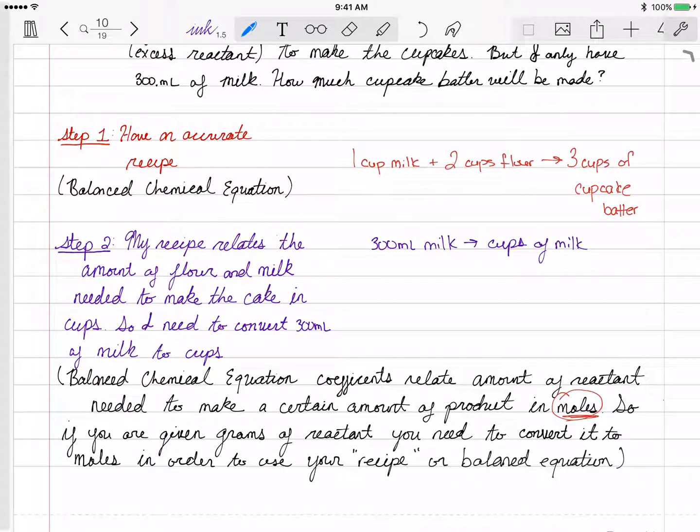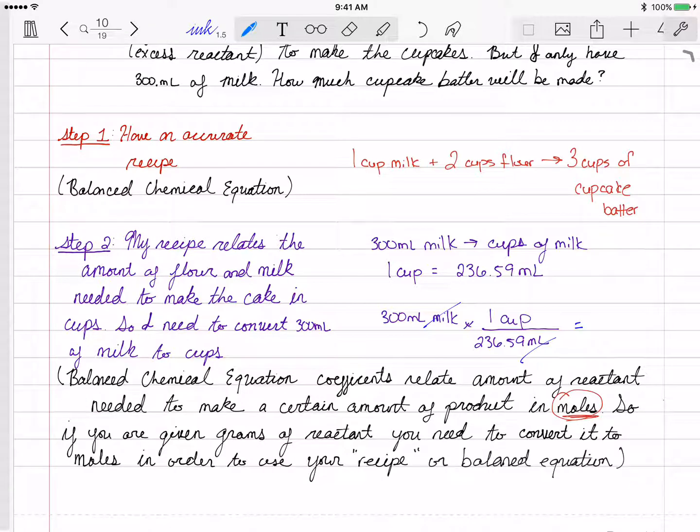Alright, so my conversion factor, which I literally just pulled off Google: 1 cup equals 236.59 milliliters. So I have 300 milliliters of milk, and there are 236.59 milliliters in 1 cup. And so my units are going to cancel: milliliters, milliliters. I'm going to end up with cups.